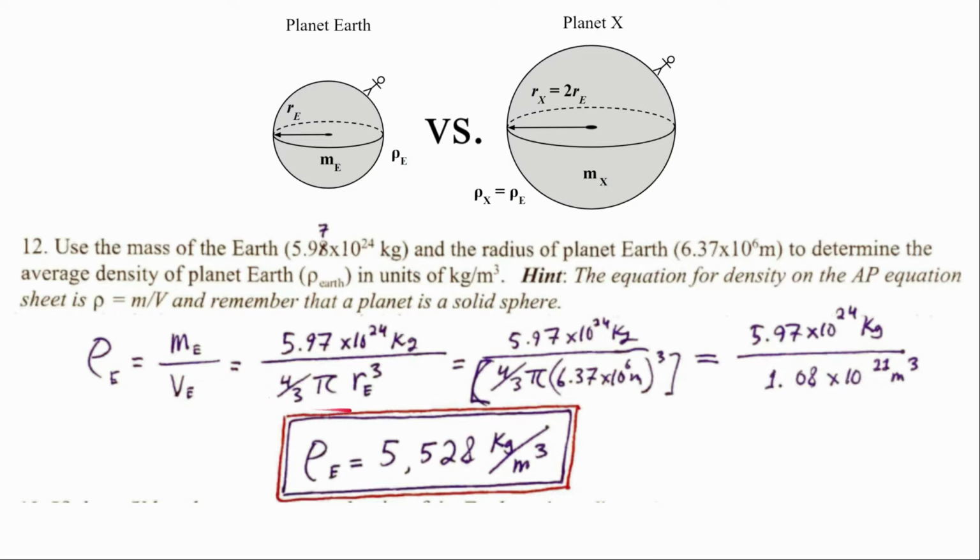We have to divide by the volume of a sphere, which is 4/3 pi r cubed, r being the radius of the Earth, which is 6.37 times 10 to the 6th. Remember, we've got to cube that radius. Don't forget that. And so we get that the mass, which is 5.97 times 10 to the 24th kilograms, divided by the volume of the Earth, which is 1.08 times 10 to the 21st cubic meters. Take these two divided by one another, and we get the density of the Earth is a little over 5,000. It's 5,528 kilograms per cubic meter.